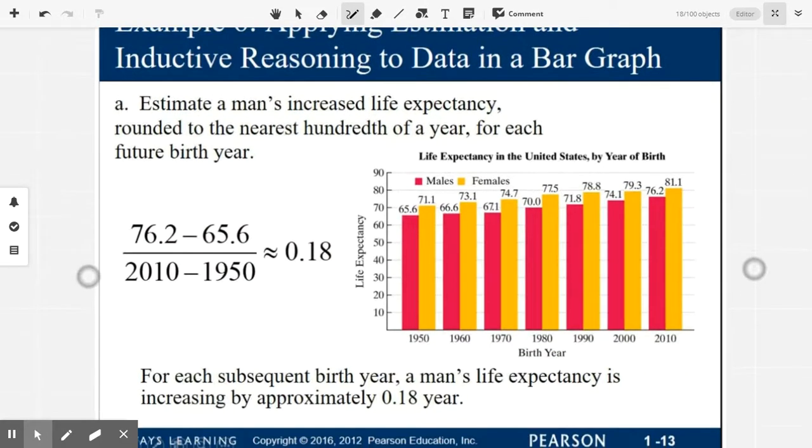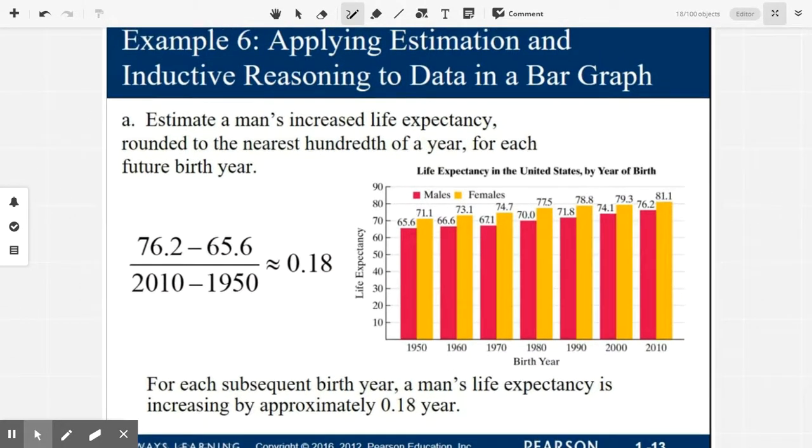All right, so here is this bar graph. Life expectancy in the United States by year of birth. So in 1950, females' life expectancy was 71.1 years, males 65.6. Down here, 2010, closer to our time now, about 10 years ago, it had gone up. Males had gone up to 76.2, and female life expectancy to about 81.1 years.